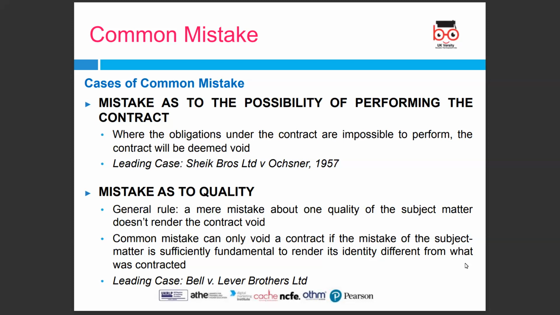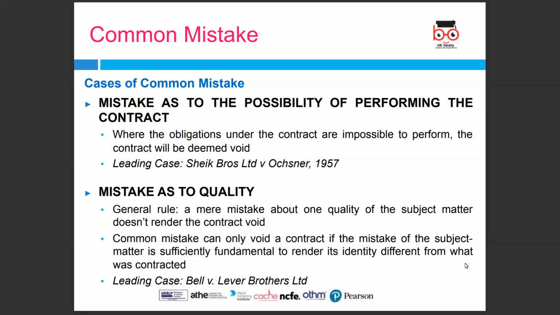Mistake as to the quality. The general rule here is that a mere mistake about one quality of the subject matter doesn't render the contract void. Common mistake can only void a contract if the mistake of the subject matter is sufficiently fundamental to render its identity different from what was contracted. And the leading case on this was Bell v Lever Brothers Limited.